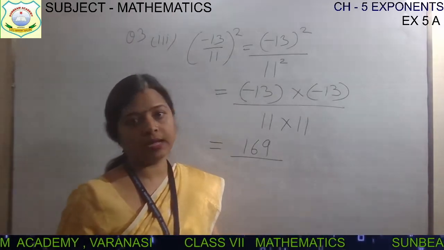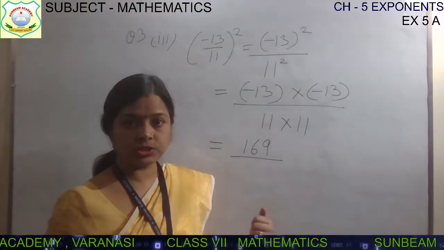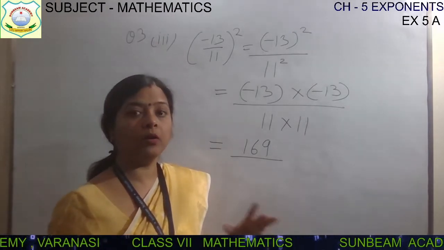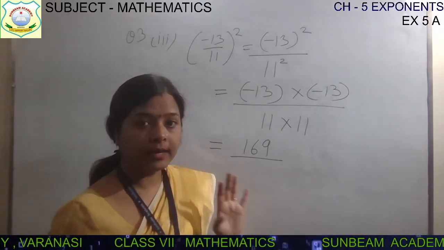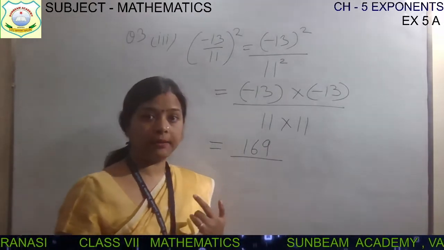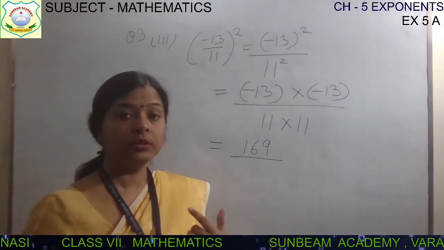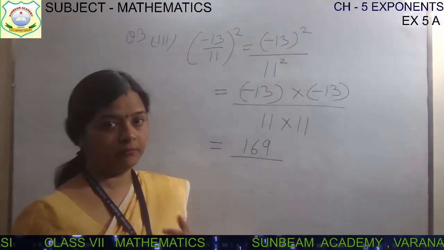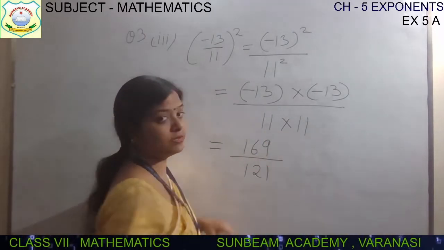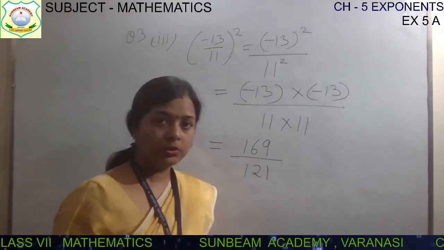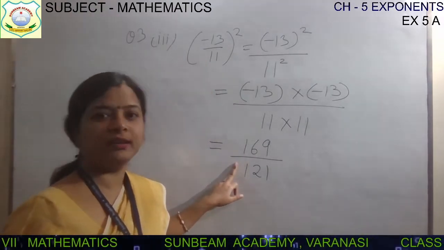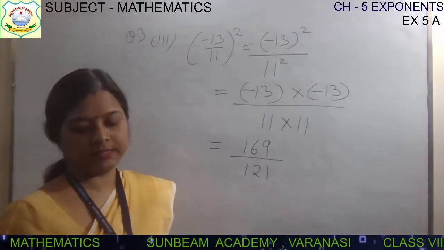It will take your time. Otherwise, I suggest you remember till 20. Till 20, remember all the squares at least, not cubes, but at least squares. You should know tables till 20. You should know the squares till 20, children. Minimum. 11 into 11 is 121. 11 square is 121. So you have expressed this exponential form in rational number. Rational number में आपने convert कर दिया.